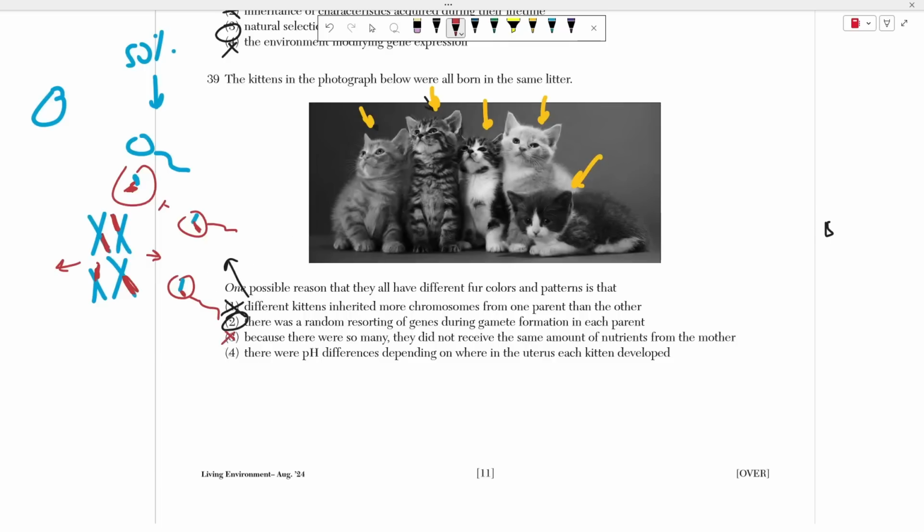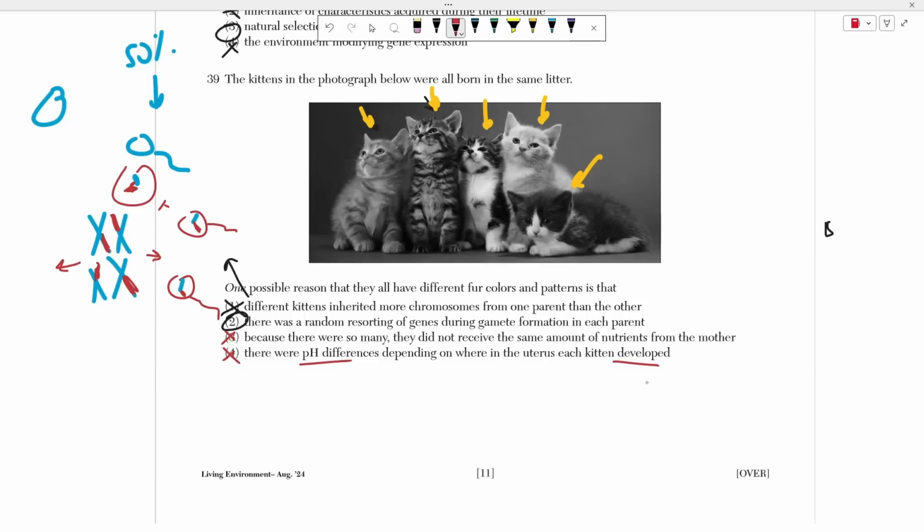3 and 4 don't make sense, right? Because pH differences during development aren't necessarily going to ensure that, we don't know that to be true, right? We don't know if pH levels impact the color of a cat's fur. And 3, because there's so many, they did not receive the same amount of nutrients from the mother.